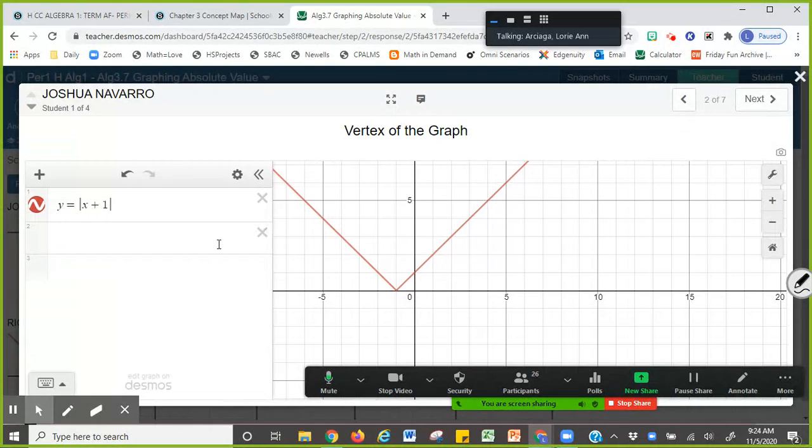You guys follow this? So when I added 1 inside the absolute value symbol, where did the graph move? Can somebody tell me, in the chat or orally? It would be nice if you just unmute yourself, so you don't have to switch, whichever is more convenient for you. So can you tell me where the graph moved when I added 1 to x?